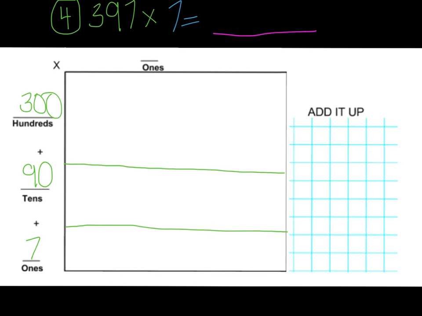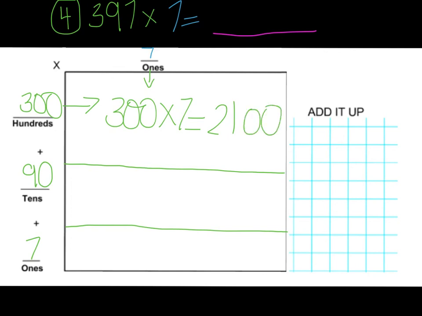And then I'm going to do my next step, which is to multiply my numbers. So I'm going to take my 300 and multiply it by 7. And 300 times 7, I'm going to cover up those zeros. So it's really 3 times 7, which is 21. And then I'm going to add my 2 zeros that I covered up. And my total will be 2100.